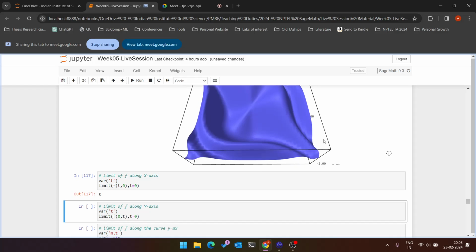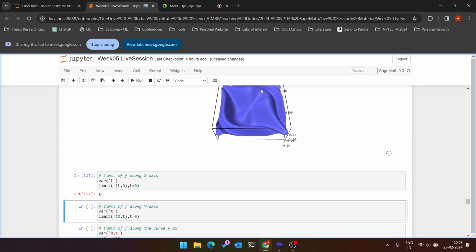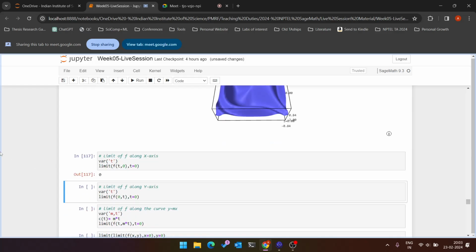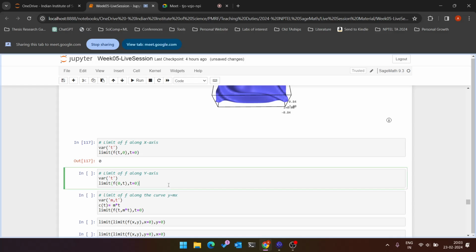If we follow the line along the y-axis to calculate limit, again the same thing, except y equal to 0. Now we have x equal to 0 for the y-axis, and our function becomes f of 0 comma t. And then we limit it to t going to 0.